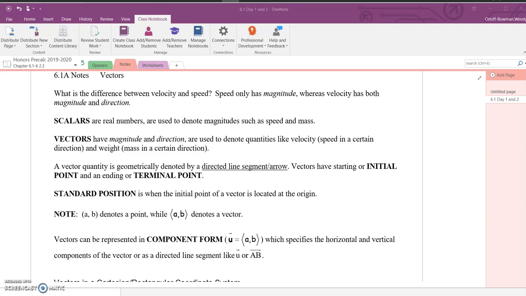Okay, there is a difference between velocity and speed. Speed only has magnitude, where velocity is both magnitude and direction. I'm going to pause for a moment and allow you to read through the next few definitions.